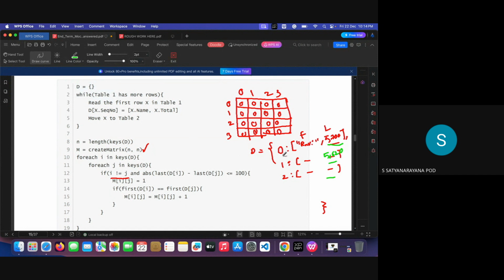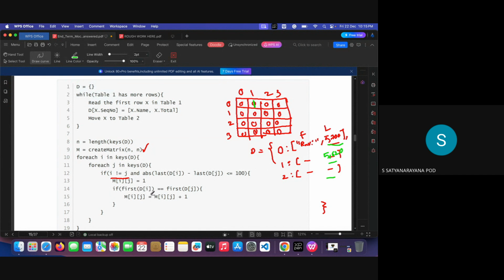Whenever 0th and first have a difference of 80, no problem. So what they are doing is making it 1. Fine? Is it clear? Yes, sir.